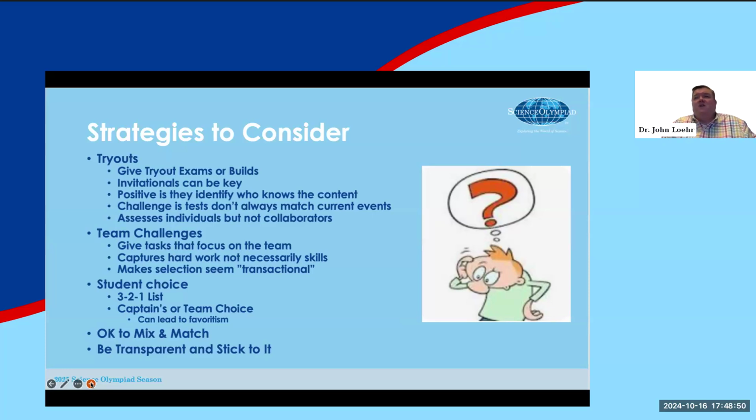All of a sudden, grandma's 90th birthday is on the day of the regional tournament, and you just lost a student who was going to do 4 of your events, because clearly they're going to go to grandma's 90th birthday party. So you're going to want to have somebody to fill in for that.